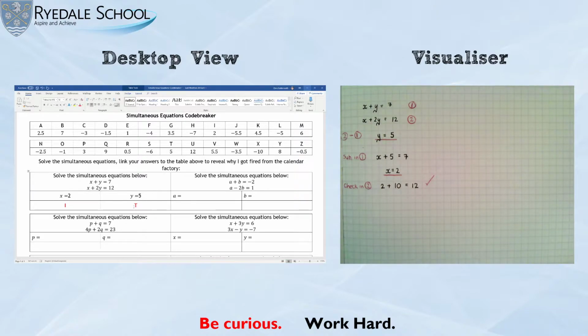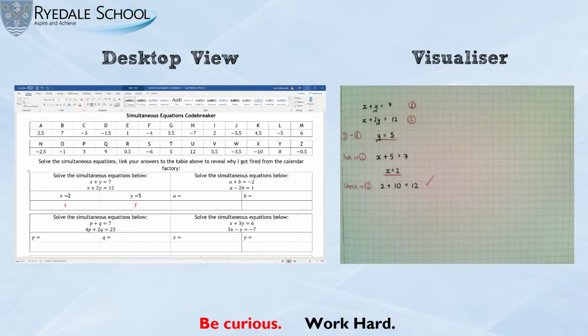Okay, so just like any code breaker, we find the numbers then in our code at the top and write them in. And this hopefully is going to make sense. And yes, it will be a terrible joke, I'm sure. Okay, so that is the first question done.